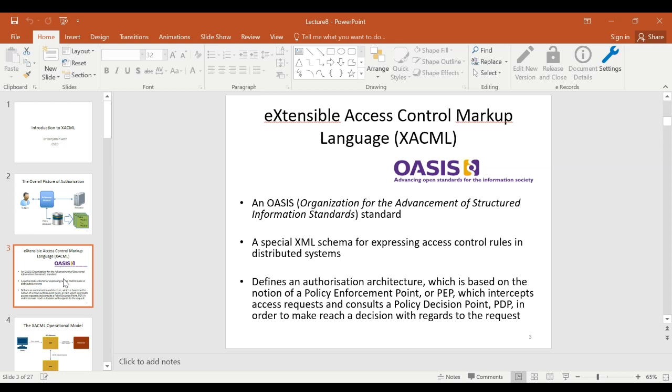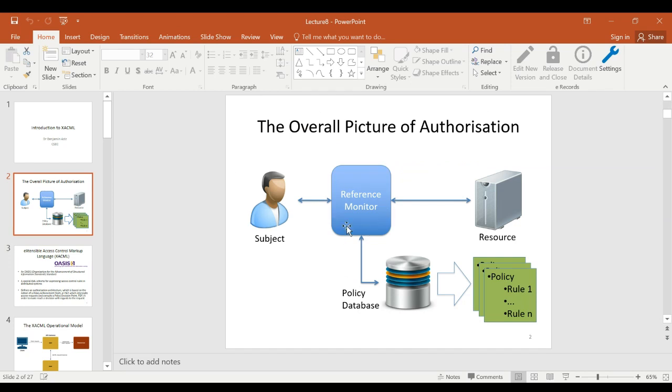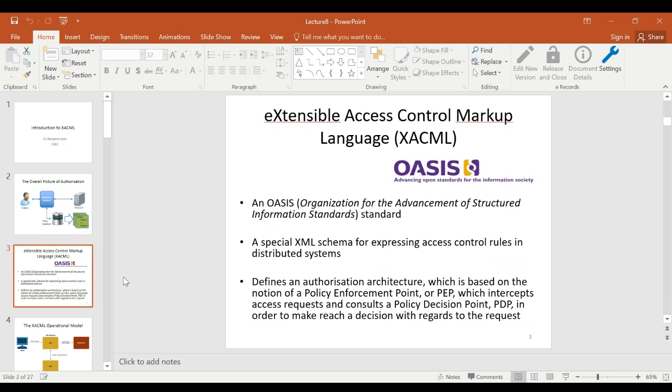The architecture consists of a number of what we call points. So you have something called the policy enforcement point, which is the point at which a request is intercepted. You also have something known as the policy decision point, which is essentially an implementation of the intelligence found in this thing that we call the reference monitor.